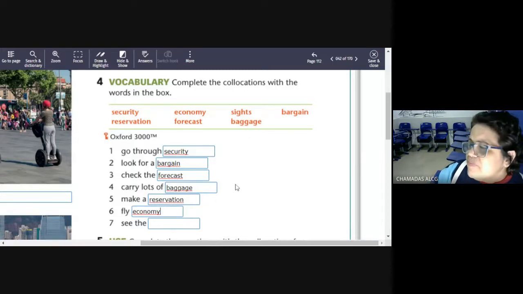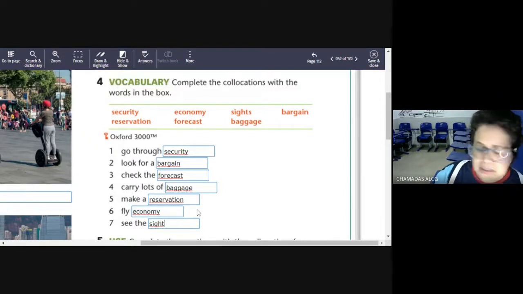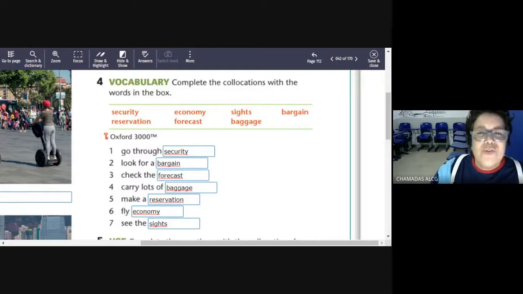Okay, so number 7, see the sites, the last one. All right, there you go. To see the sights is when you go to those famous places tourists usually go to. Okay, when you go sightseeing, that's the reason for this word, sightseeing.